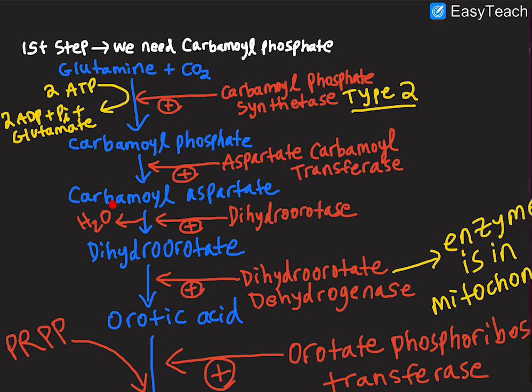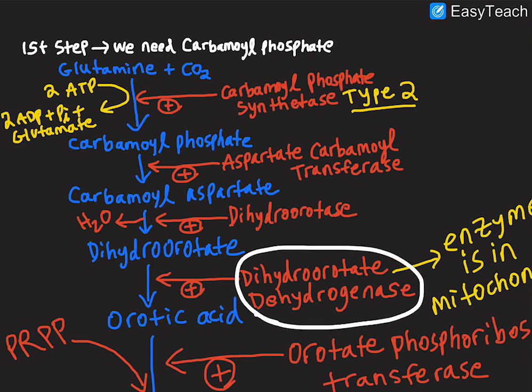How do we get carbamyl aspartate, right? So we took carbamyl phosphate and we converted carbamyl phosphate into carbamyl aspartate via the help of aspartate carbamyl transferase, right? Then from carbamyl aspartate, we made dihydroorotate. Then from dihydroorotate, we made orotic acid via the help of dihydroorotate dehydrogenase. Okay? So this enzyme right here, dihydroorotate dehydrogenase, again, helped us make orotic acid from dihydroorotate.